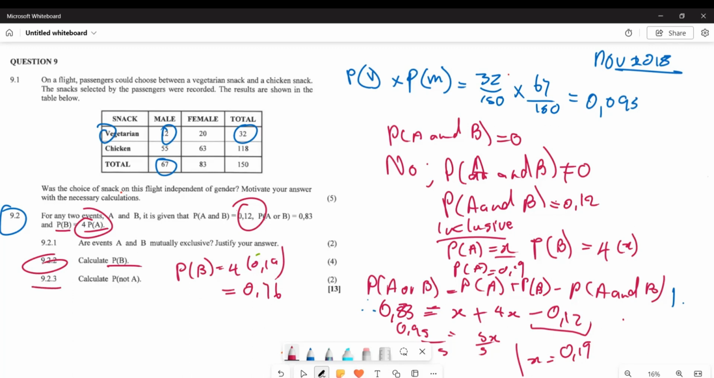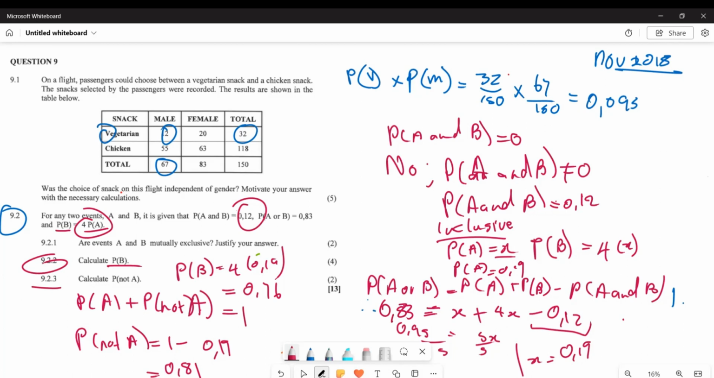Then you go to 9.2.3. Now you are looking to find this particular answer. What are they looking for there? They say the probability of not A. Let's start here. You know that the probability of A and the probability of not A must give you 1, because these are complementary events, right? Whenever you are looking for the probability of not A, it's going to be 1 subtract the probability of A, which is 0.19. And you have your answer, which is 0.81. Okay. So basically, this is how you are going to tackle these particular questions. Thank you very much.